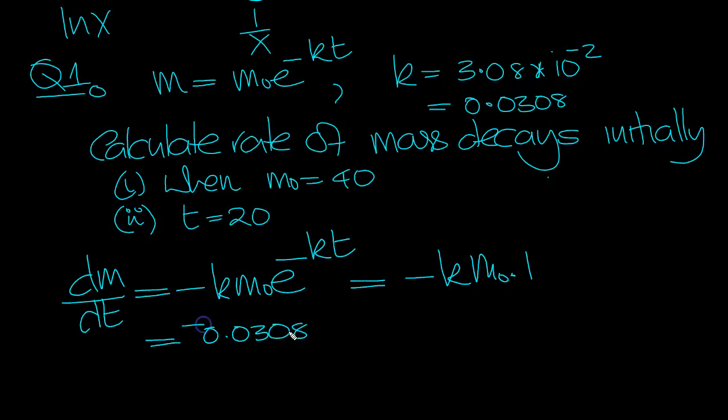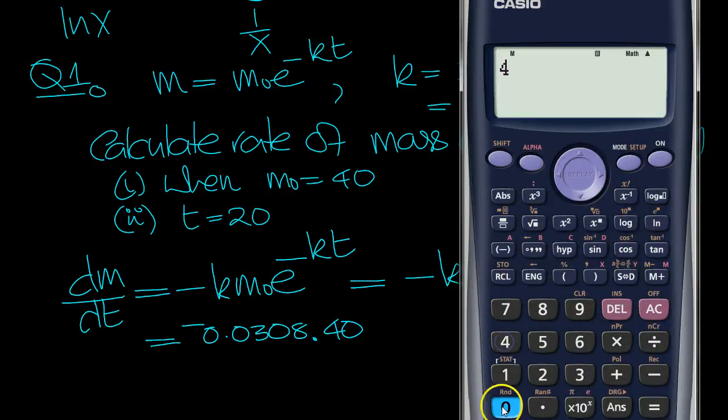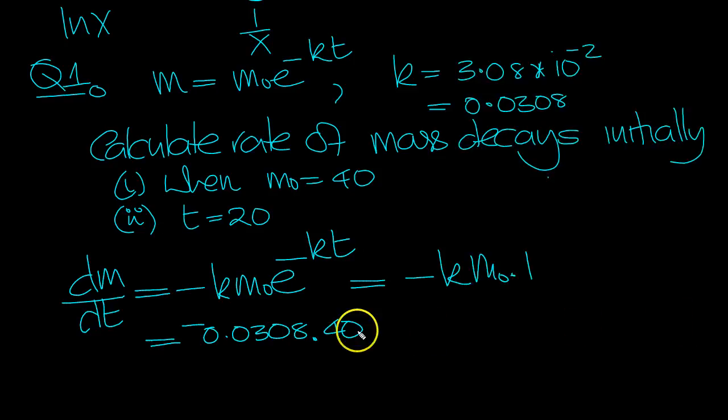minus 0.0308 times m0, and we're told m0 is 40. So let's type that in the calculator. 40 times 0.0308 is 1.232 with a minus. Now that's the dm/dt, that's the rate of mass increasing. So it's because m is here, so dm/dt is viewed as a positive rate of increase.